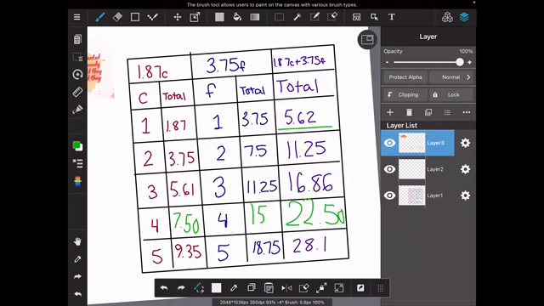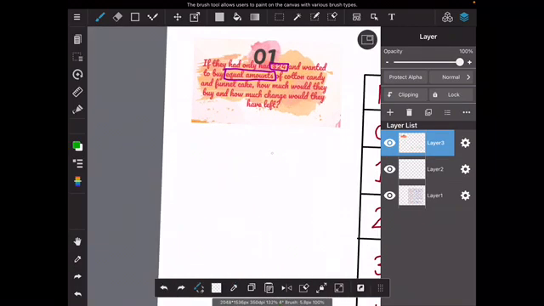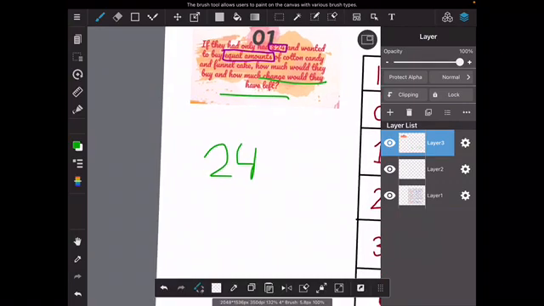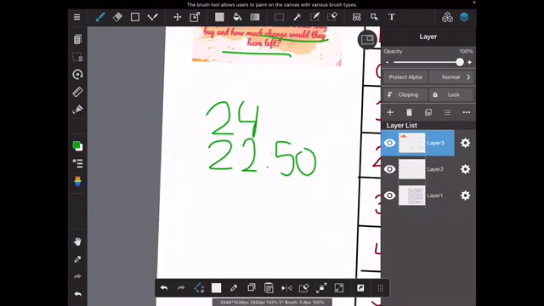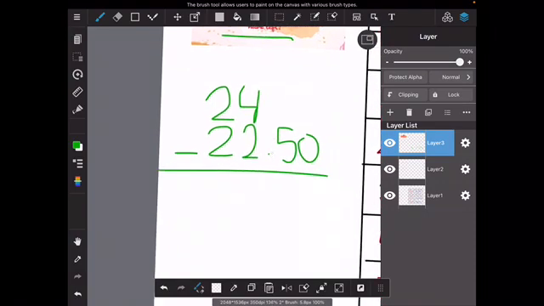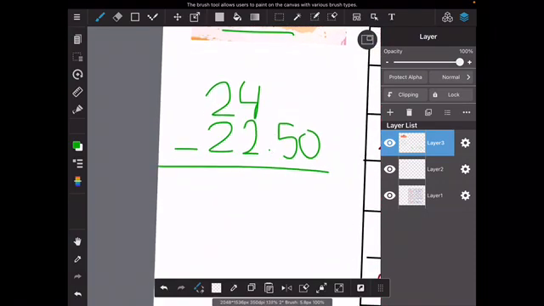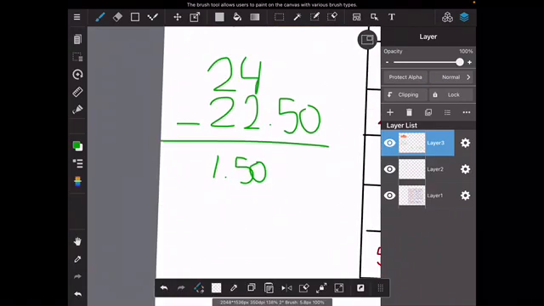So now we need to also see how much change they would have left. So we would just do 24 minus 22.5, which is $1.50. So they would have $1.50 left.